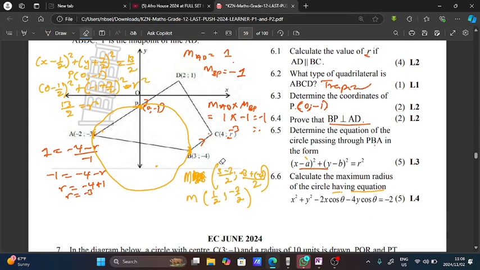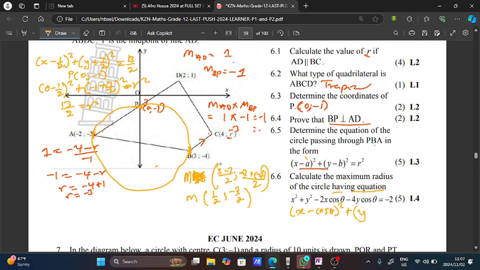Let's check this equation. They want the maximum radius. Remember, if you want the radius, you must write it in terms of completing the square. So we have x. Now, what is the coefficient of x here? Minus 2 cos theta. Then what is half of it? It will be negative cos theta. Is that correct? All squared, plus y.